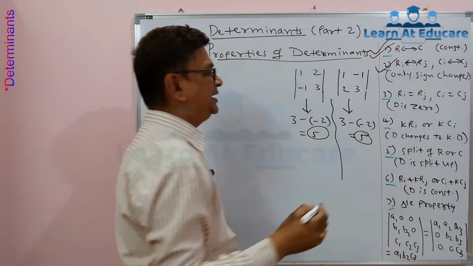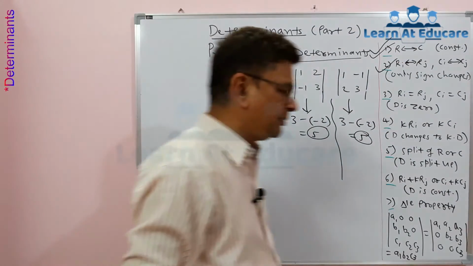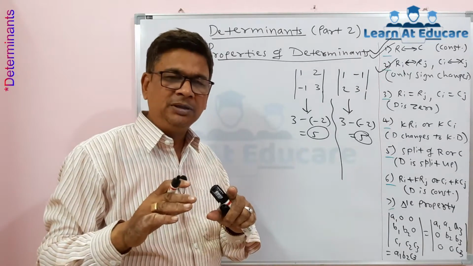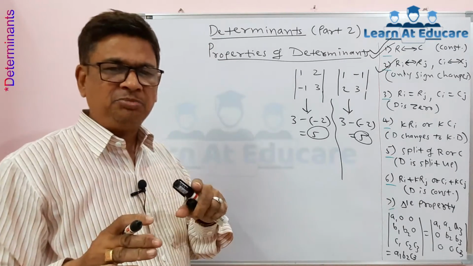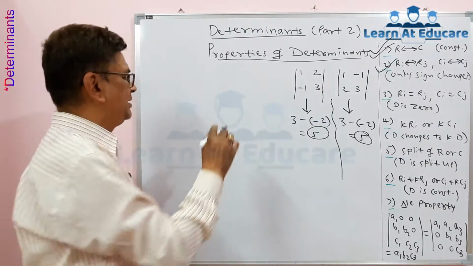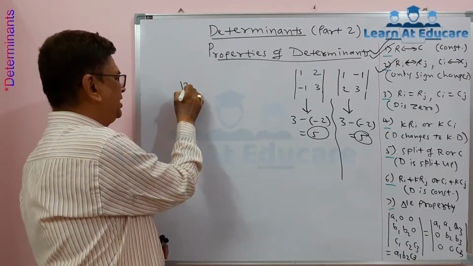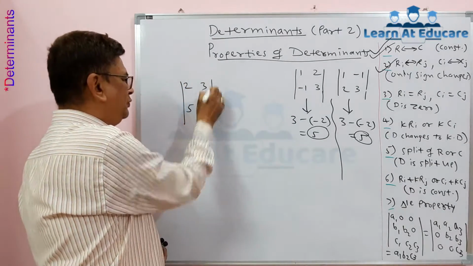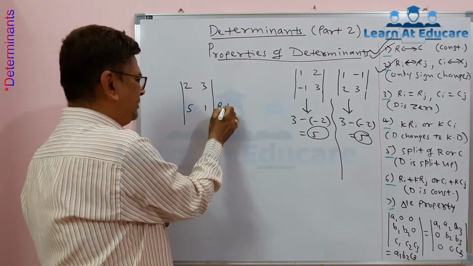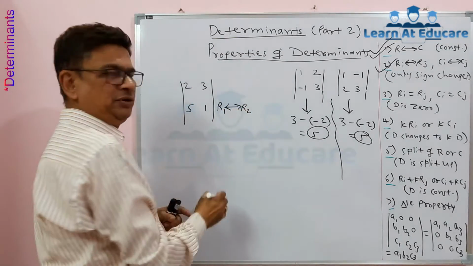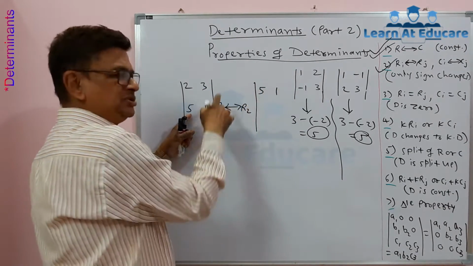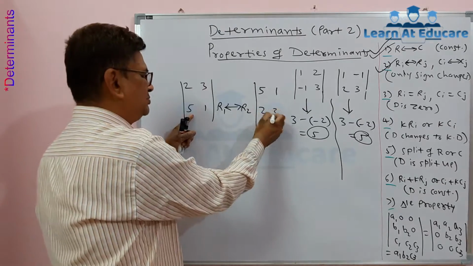The second property is that if in the determinant we interchange any two rows or two columns, for example, if you interchange the first row with the second row or the first column with the second column. See this example. Suppose the original determinant is like this 2 3 5 1, and suppose we interchange the first and second row, that will be denoted by R1 interchanges with R2, and that will be the new determinant something like this. Second row becomes first row and first row becomes second row.